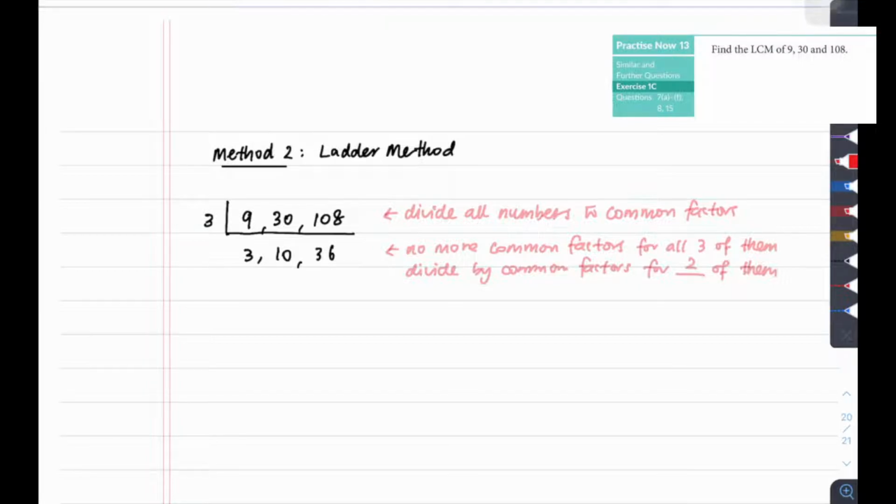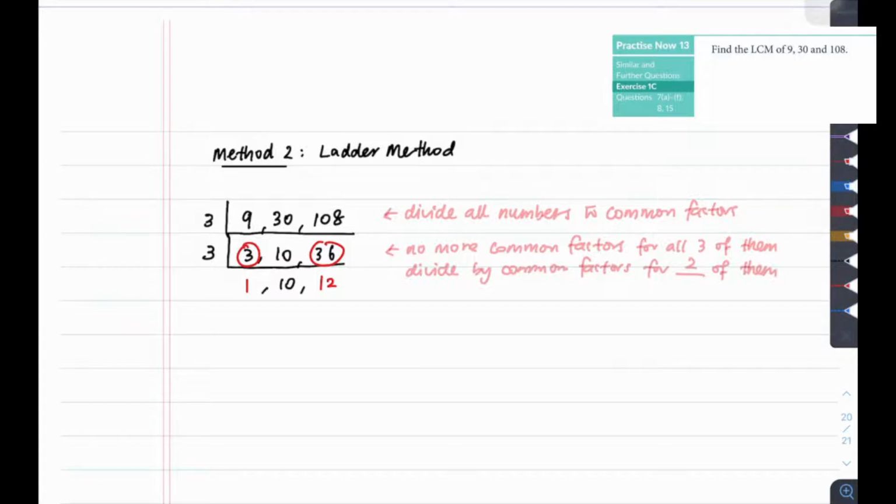So I'm going to start with 3 and 36 because I can divide 3 and 36 by a common factor, right? So I can divide this by 3, but now I'm only dividing 3 and 36. So I'm only dividing these two things. So 3 divided by 3 is 1. 36 divided by 3 would be 12.